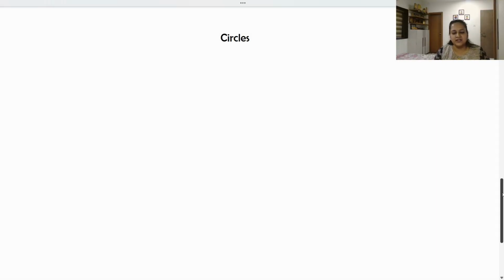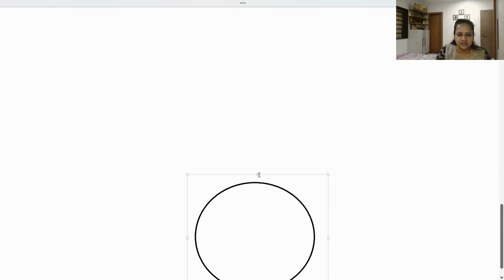Hello everyone. Let's continue with the chapter circles from class 9. Today let us understand the theorems based on circles. Let's look at a circle.